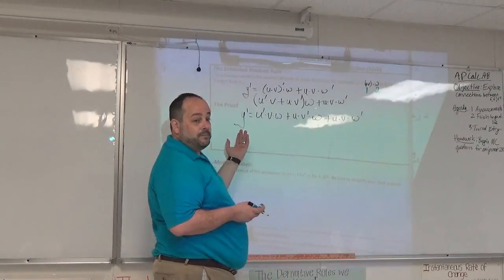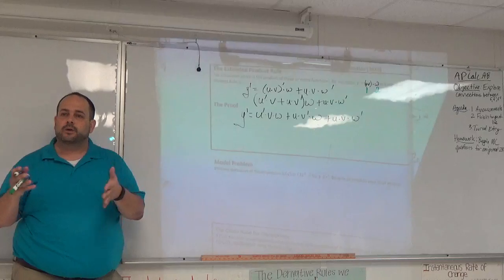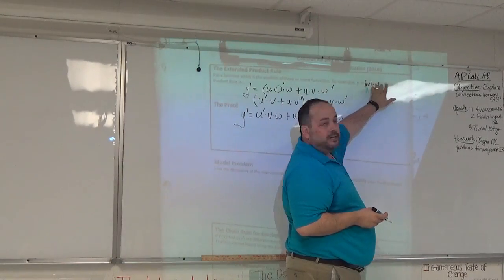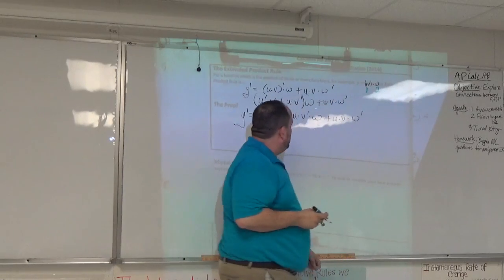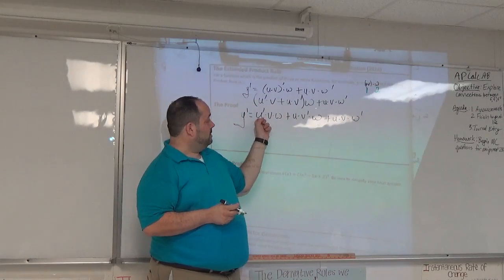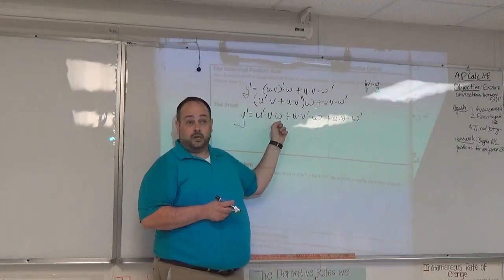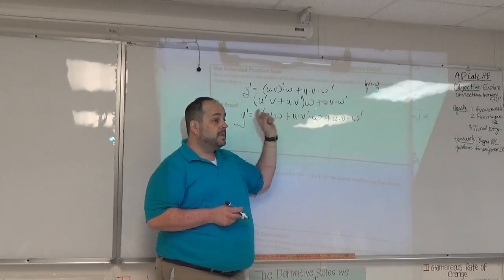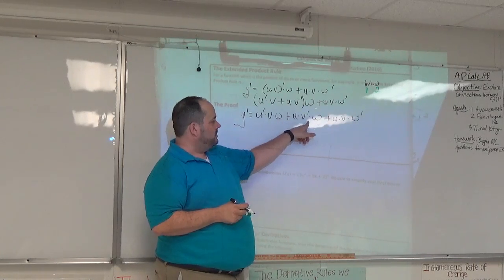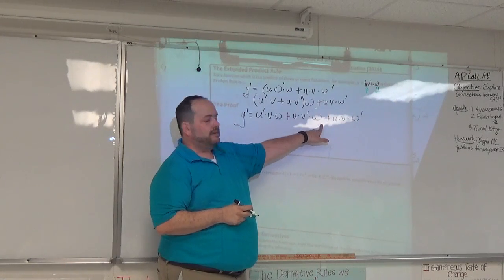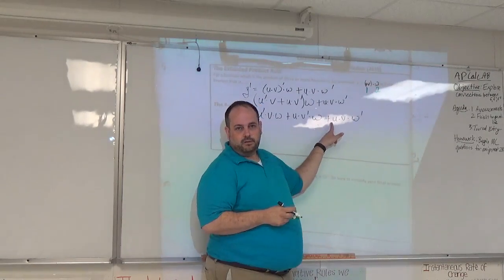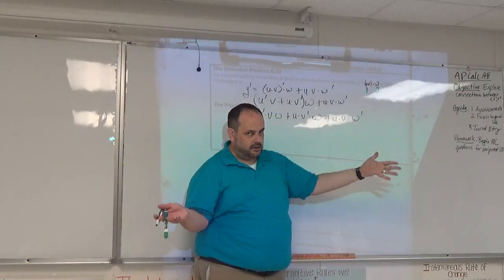This is the extended product rule. This is what you would do if there were 3 things being multiplied together. The extended product rule says take the derivative of the first and leave the second and third alone. Plus, leave the first alone, derivative of the second, leave the third alone. Plus, leave the first 2 alone, derivative of the third. We got this under control?